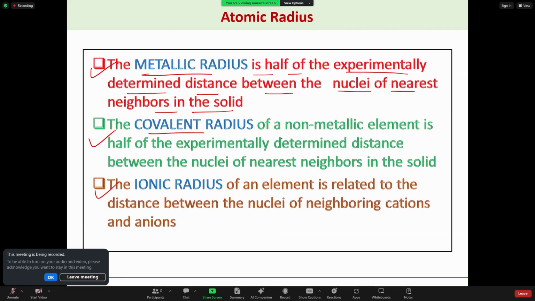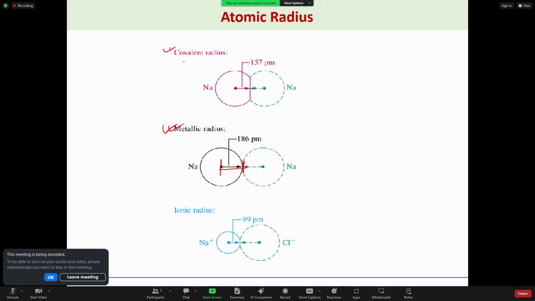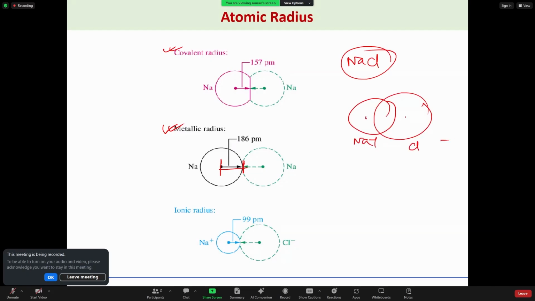Another is the covalent radius. For a non-metallic element, it is half of the experimentally determined distance between the nuclei of the nearest neighbors. What is that? Suppose we are forming NaCl. This is the sodium, this is the Cl. Na plus, Cl minus. It is forming a covalent bond. So half of this covalent bond distance is called the covalent radius.